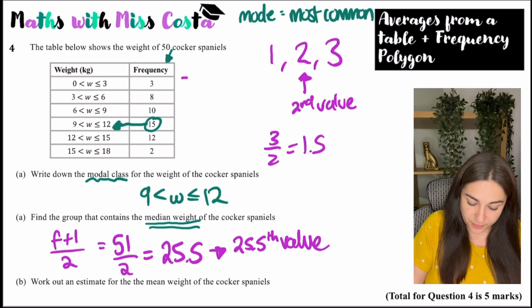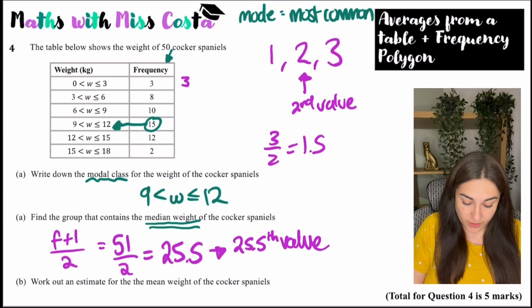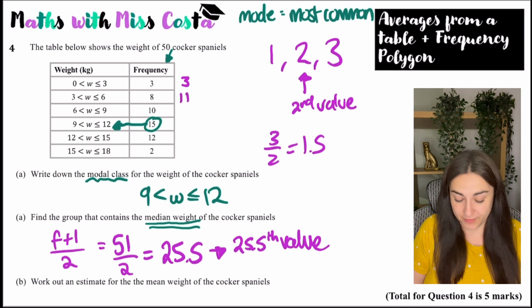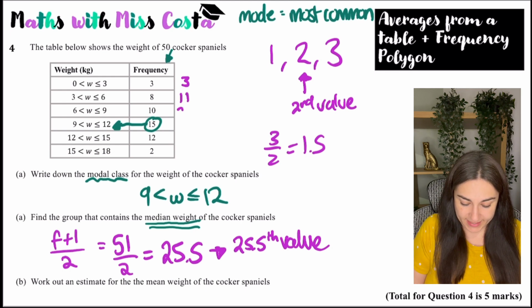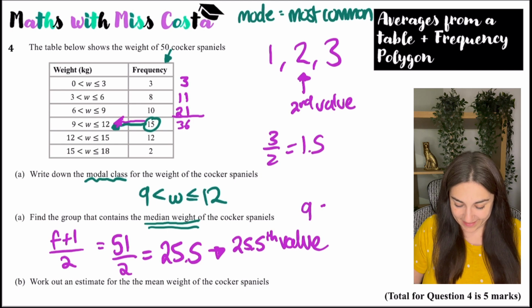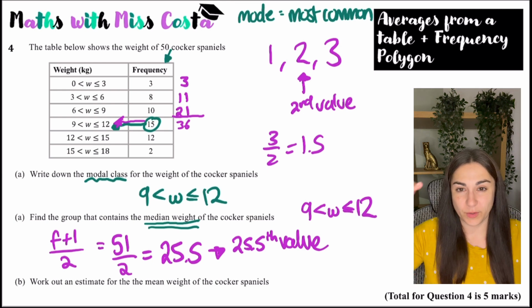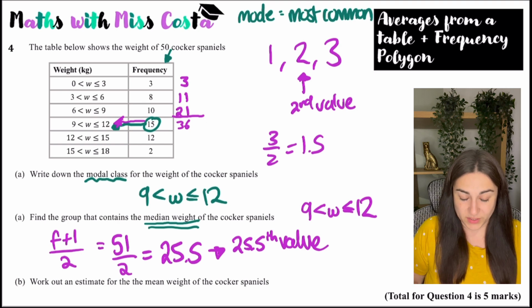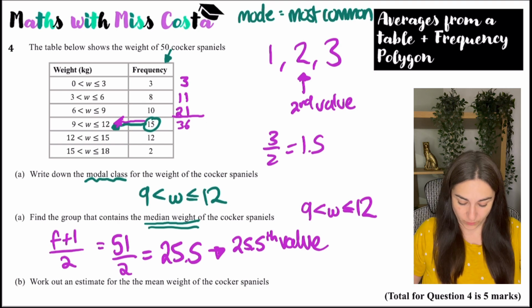So I need to find where the 25.5th value would be. I know the first 3 values are here. 3 plus 8 is 11, so the first 11 values are here. 11 plus 10 is 21, so the first 21 values are here. And then 21 plus 15 gives me 36. So I know, once again, that the median is going to be in this class here. Wherever your value lies, all of the values are cumulative when you add them all together, and that's how you find out where the 25th one would be.